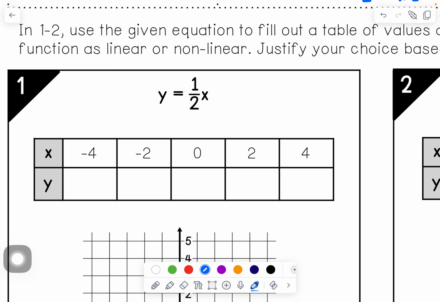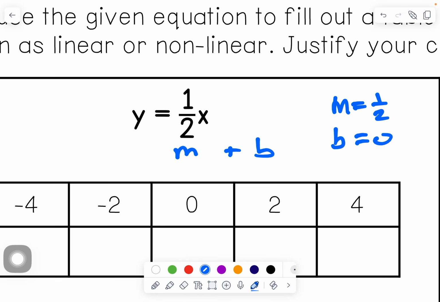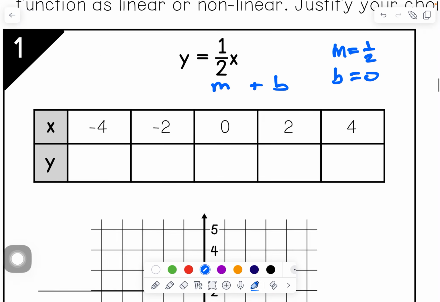y equals 1/2 x. Is that y equals mx plus b form? Yes. So it looks like the m is a half, and the b, if it's not written there, must be 0. If we want to use shortcuts to graph this, we would plot 0, then go up 1/2, and we get our line. This wants us to fill in a table.